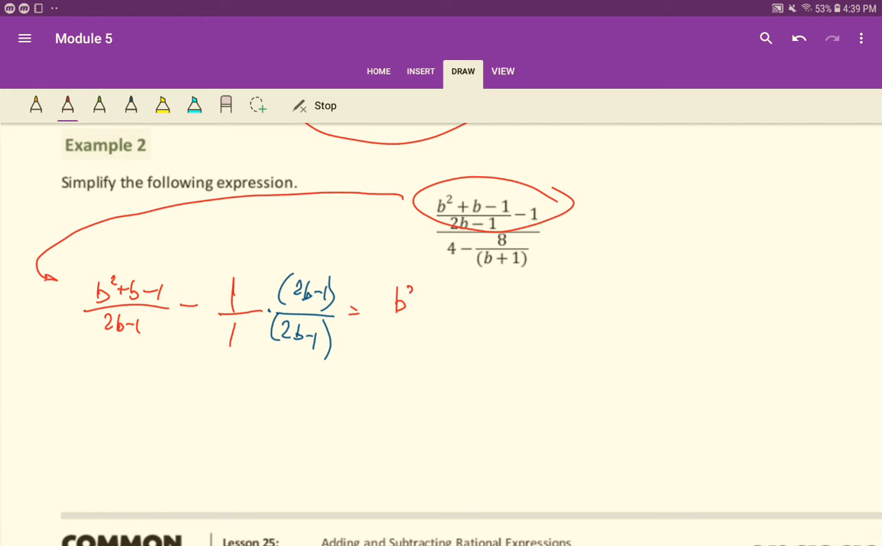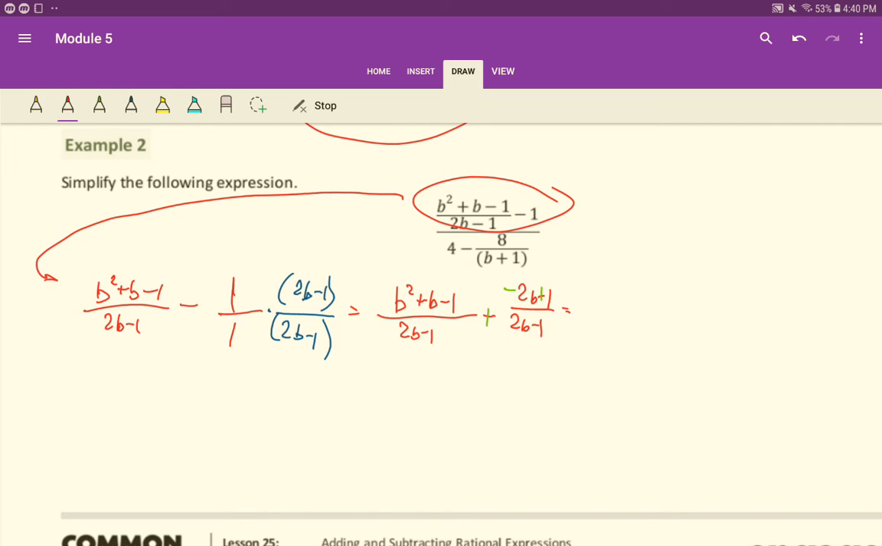Which will yield still the b squared plus b minus 1 over the 2b minus 1. But it'll be minus, and then 2b minus 1 over 2b minus 1. Don't forget that this minus here, when we go to do the subtraction, will distribute to both terms. So I, again, am going to change it to add and then make these both opposites. So this becomes a plus 1. And now let's add these pieces in the numerator together.